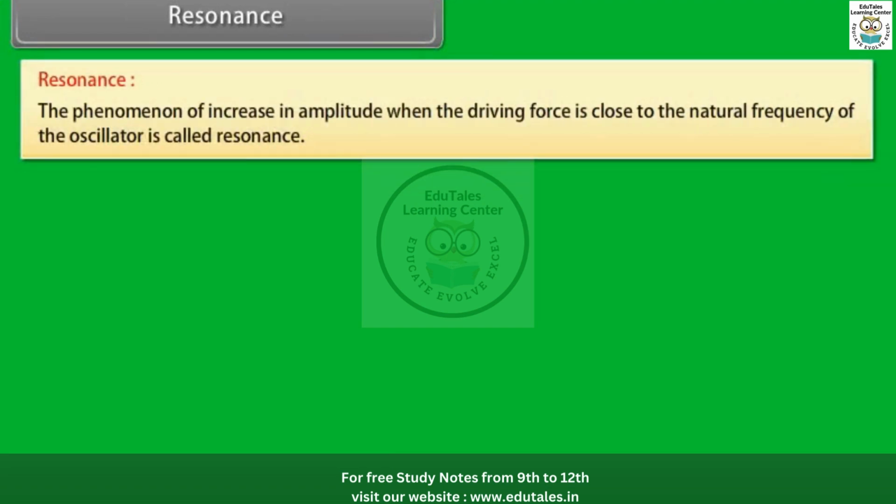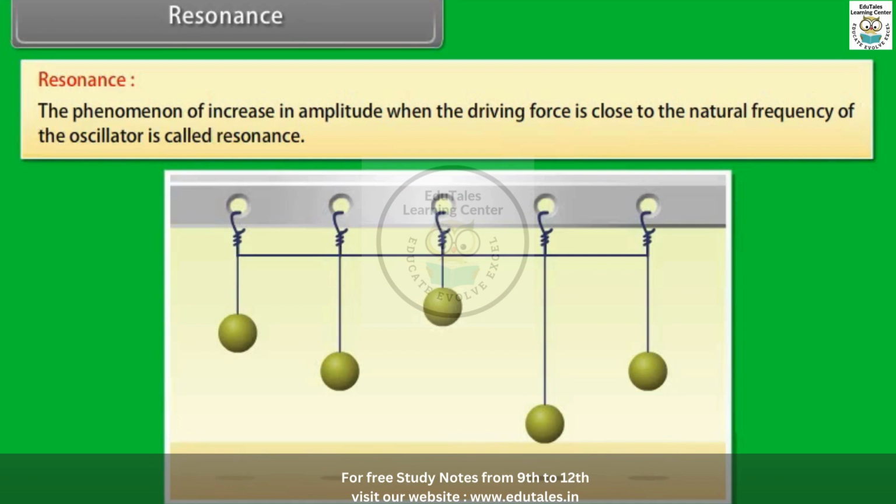Resonance. The phenomenon of increase in amplitude when the driving force is close to the natural frequency of the oscillator is called resonance. Let us understand with an example. 5 simple pendulums of different lengths are suspended from a common rope. Pendulums 1 and 4 have the same lengths and the others have different lengths. Now, let us set pendulum 1 into motion.